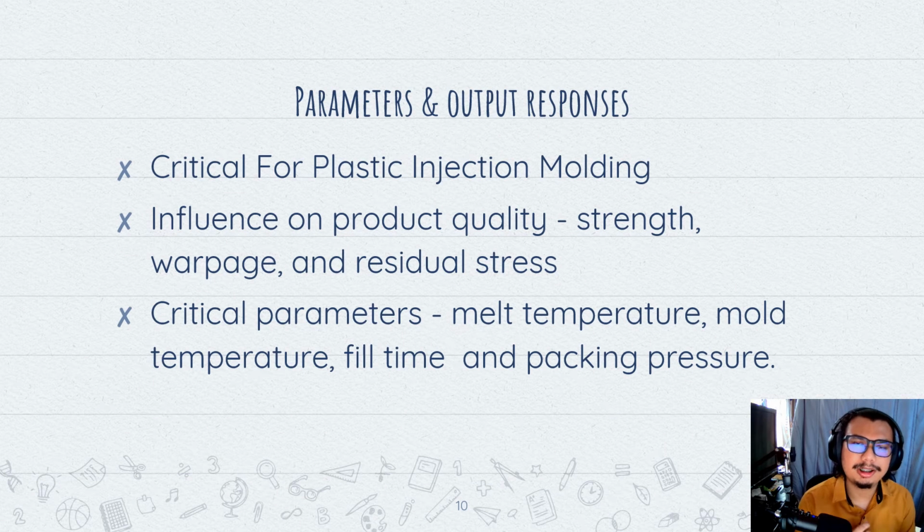Parameters and output responses. These are critical for plastic injection molding. Any change in parameters can influence product quality such as strength, warpage, residual stress, and many more. The critical parameters usually in common are melt temperature, mold temperature, fill time, and packing pressure.